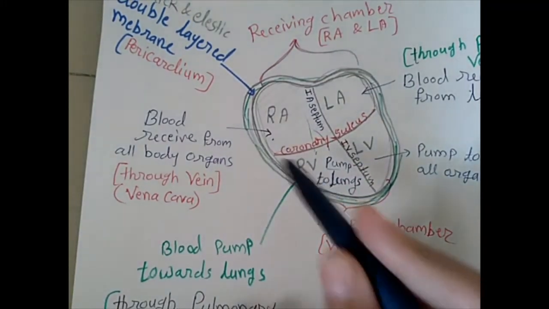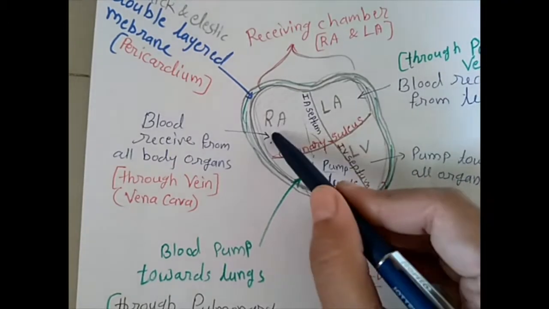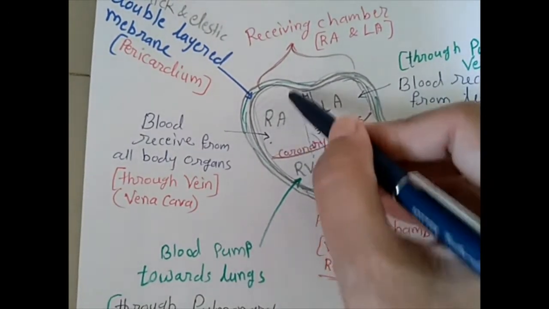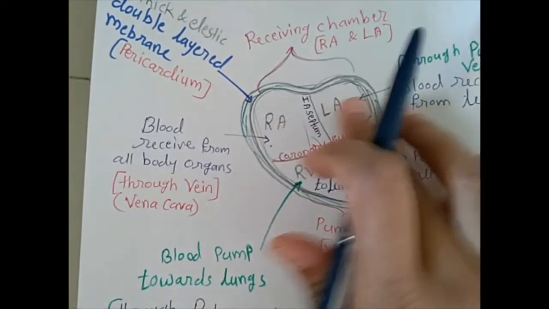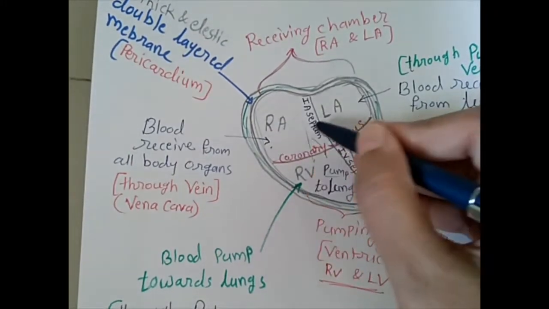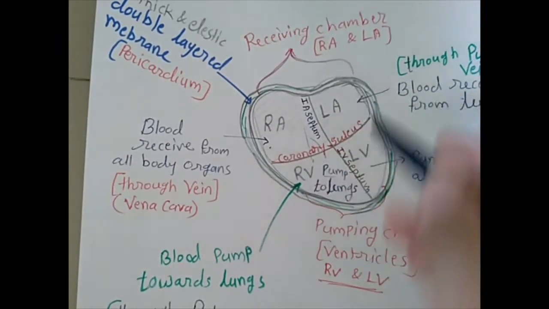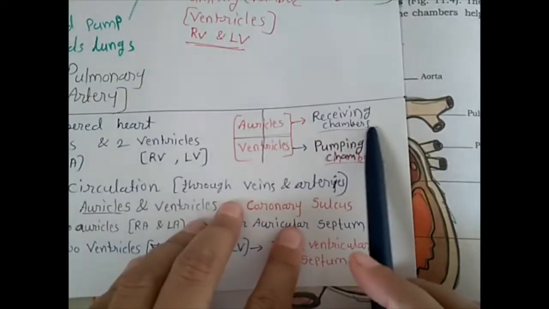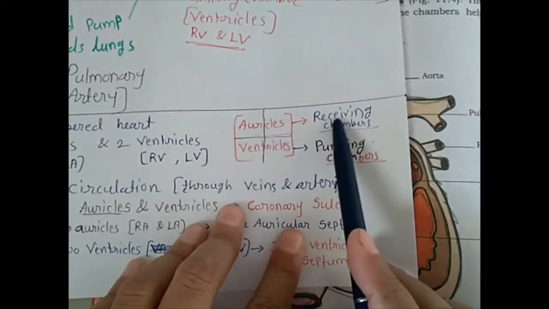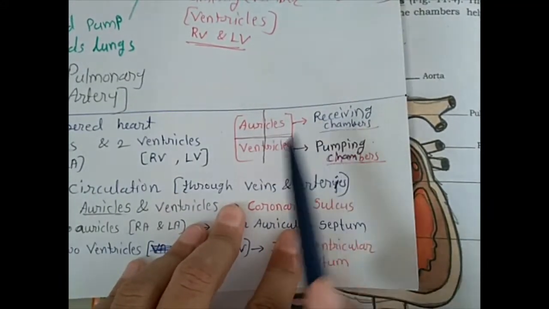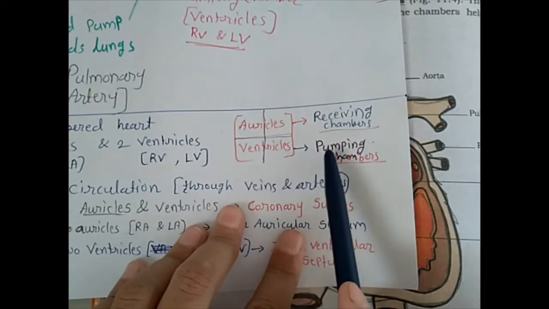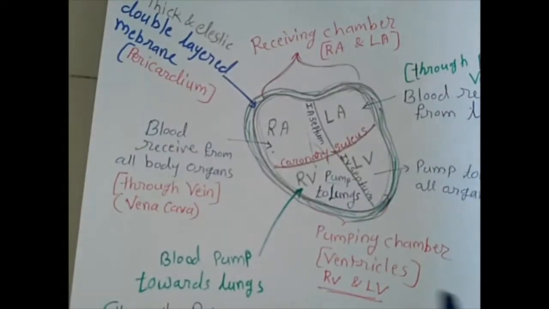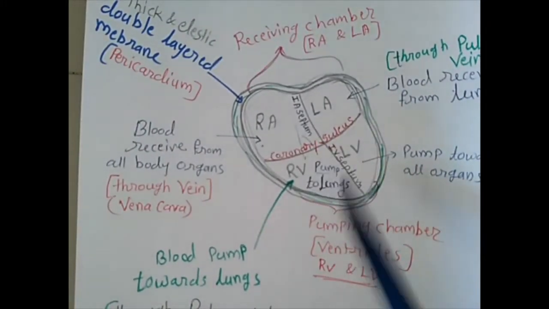So the function of the auricle is that it is a receiving chamber, so it receives blood. The upper part, that is the auricles, receive blood. That's why they are known as receiving chambers, and the ventricles are known as pumping chambers.